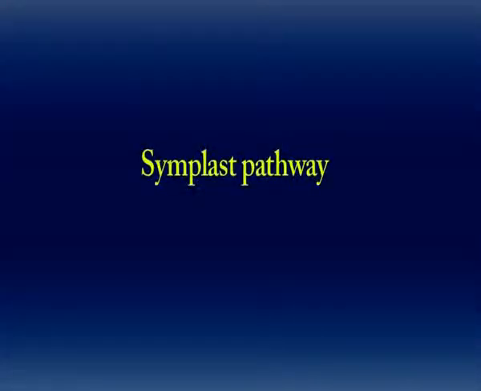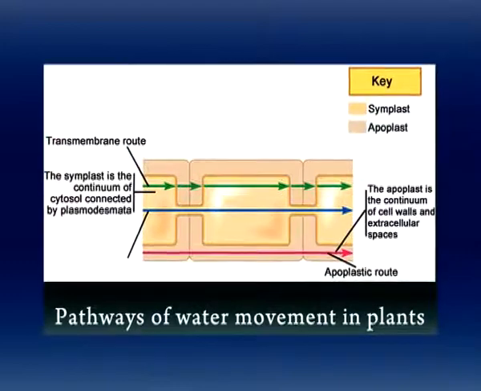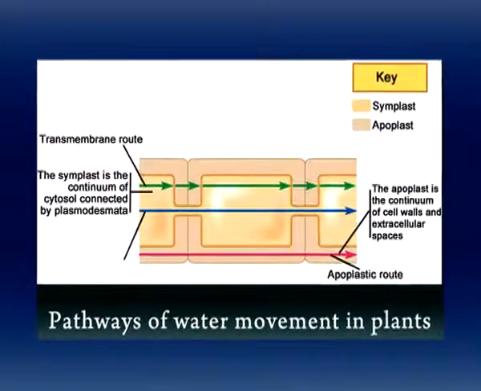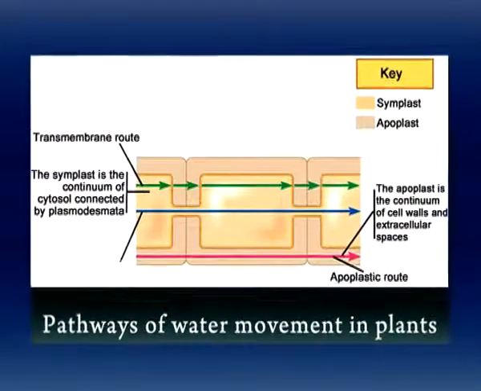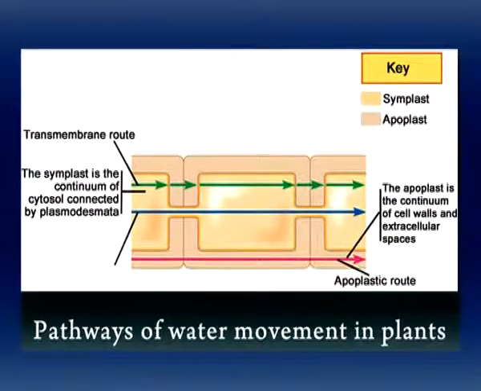The second one is symplast pathway. Here, the movement of water molecules is from cell to cell through the plasmodesmata. The plasmodesmata form a network of cytoplasm of all cells.